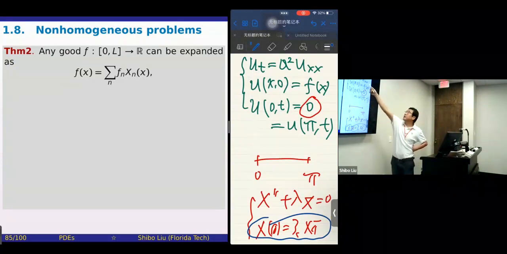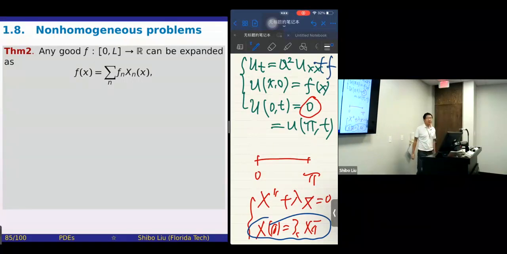Also, for the equation, we always have a homogeneous equation. If you have an f(t,x) here, then we cannot solve it, as we will see. Okay, but now we will start this kind of problem, how to solve nonhomogeneous problems. That is the topic of our lecture today.